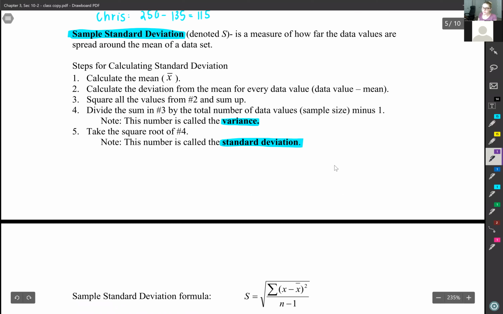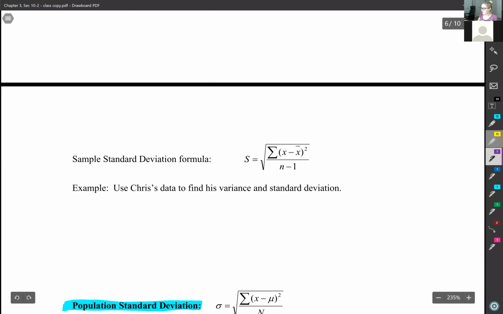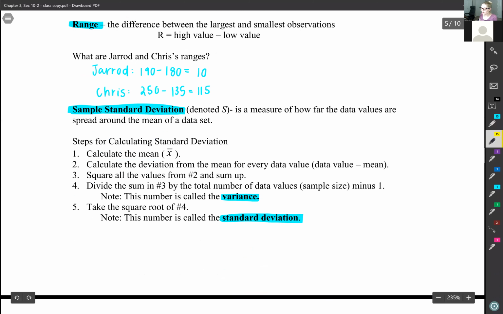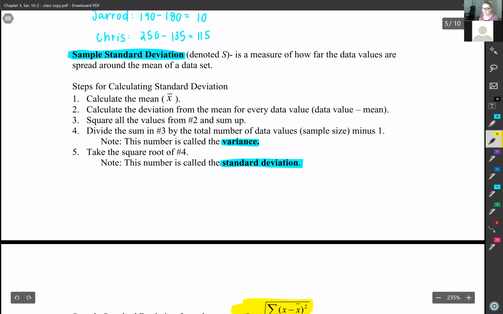So there are 5 steps here for calculating standard deviation. I think we can get through the 5 steps and that'll probably be it for today. So let's go ahead and do this example here. That is, use Chris's data to find his variance and standard deviation. Okay, so this is the formula for standard deviation here. But these steps really walk you through what the formula means. So I'm going to really focus on the 5 steps.